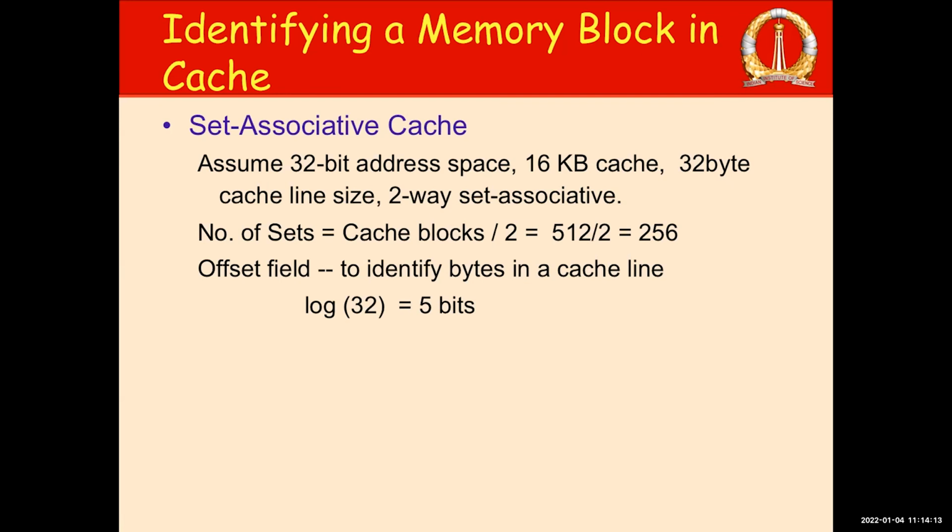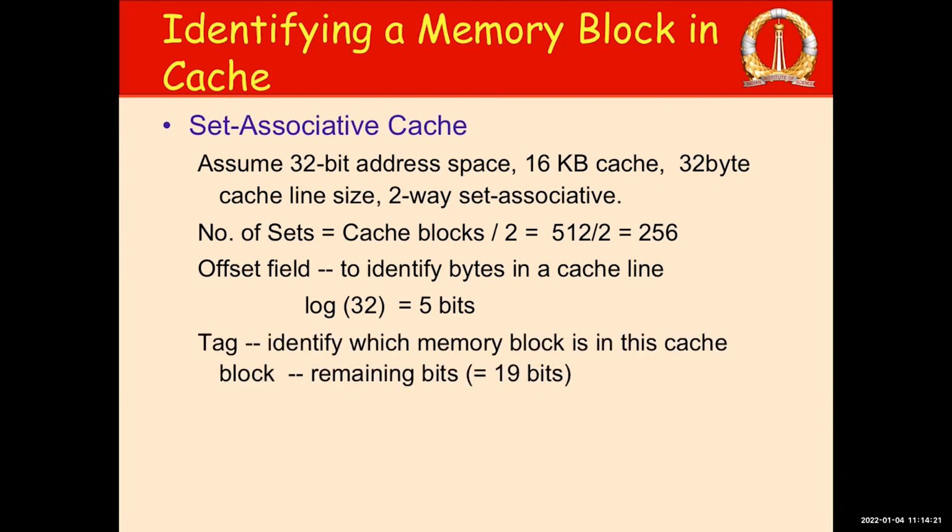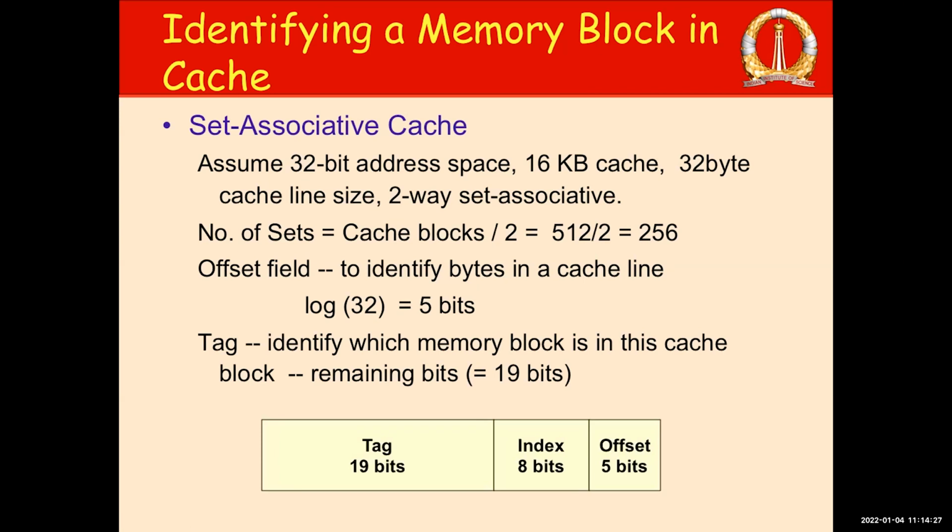And to index one of the sets, there are 256 sets, so you need 8 bits for them. The remaining bits are what are called the tag bits. So if I take a 32-bit address, 5 bits for the offset because there are 32 bytes, 2 to the power 5 is 32, and there are 256 sets. There are 512 blocks, but only 256 sets because it's a two-way set associative cache. So the index bits are 8. The remaining bits are the tag bits. So you take a 32-bit address and then you divide it like this.